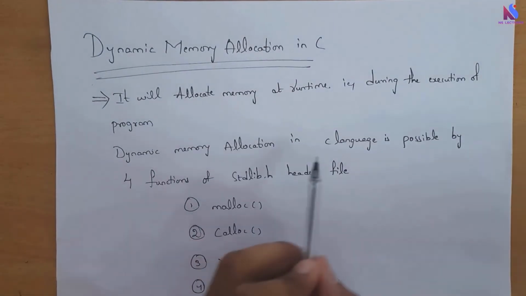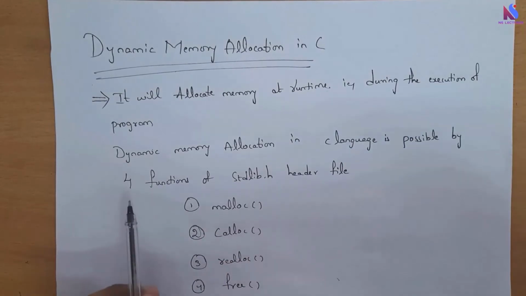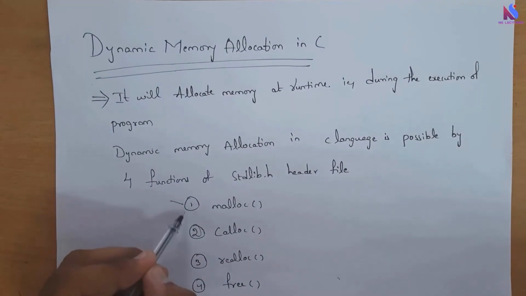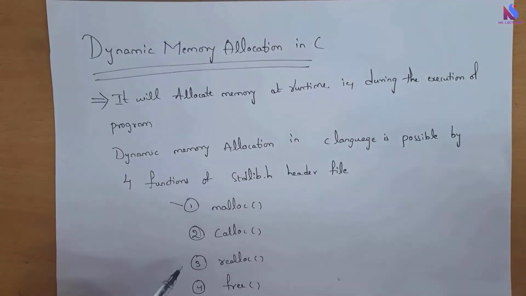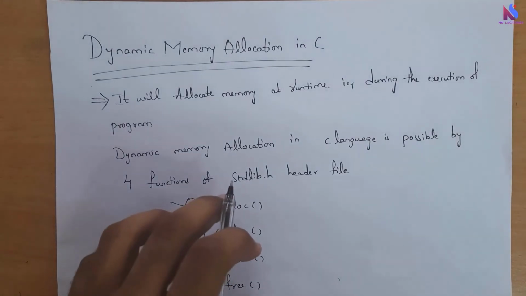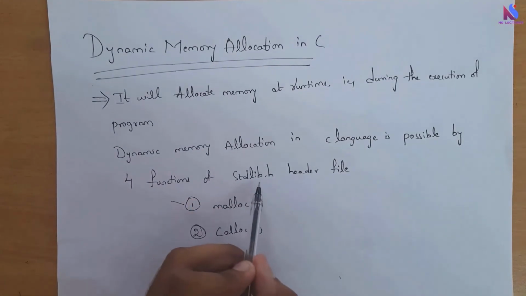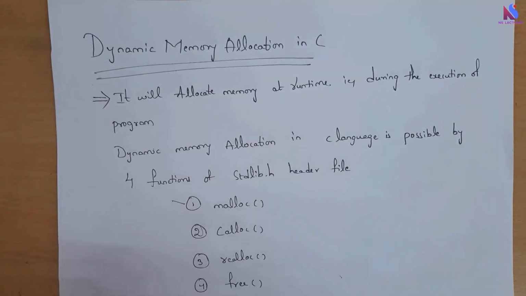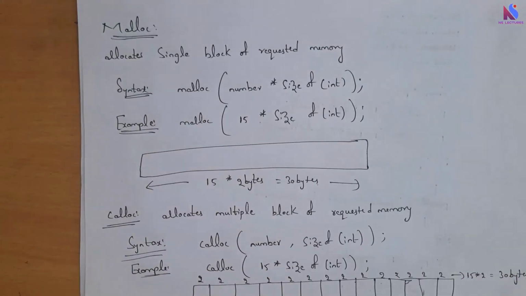Dynamic memory allocation in C language is possible with 4 functions. For dynamic memory allocation, we use 4 functions. They are: first one is malloc, second one is calloc, third one is realloc, and fourth one is free. These are the 4 functions that we use for dynamic memory allocation. And these 4 functions are present in the stdlib.h header file, the standard library header file. At first I will explain the malloc function.